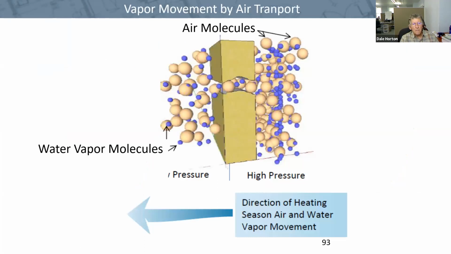Air moves from areas of high air pressure to areas of low air pressure, and air moves based on the size of the opening and the air pressure differential.